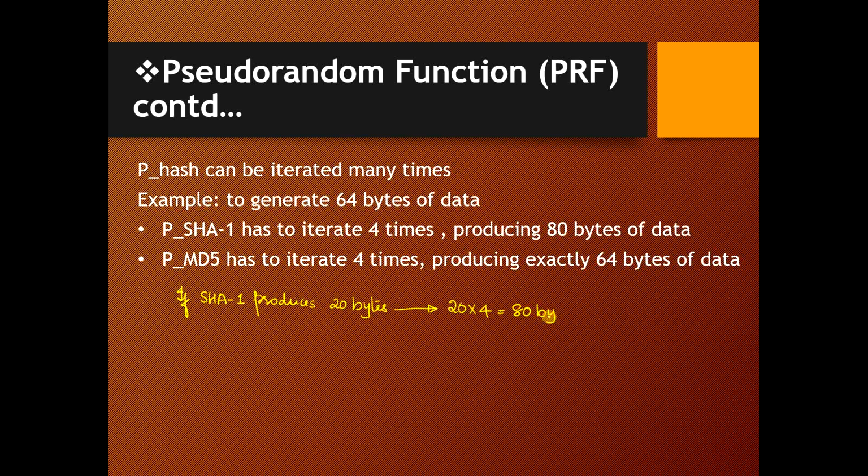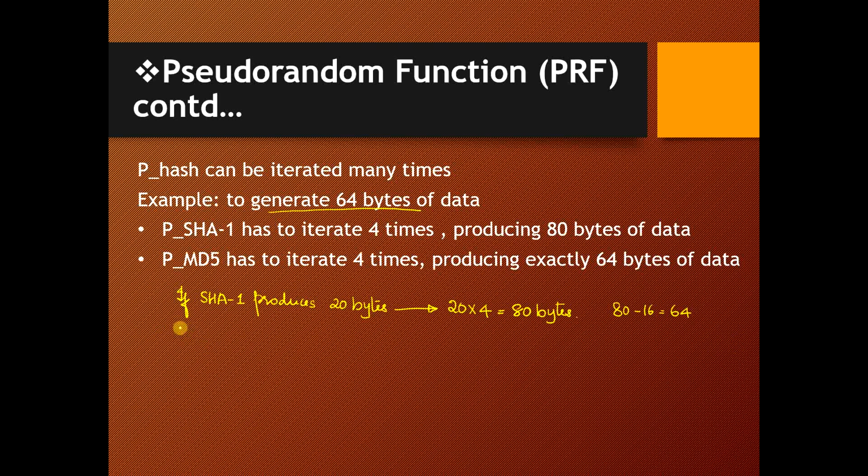80 bytes. Now what is asked of us is that we need to generate only 64 bytes of data. So if 20 into 4 is 80 bytes, the remaining 16 bytes, because we need to generate only 64, right? So 80 minus 16 will give us 64 bytes. So the remaining 16 bytes will have to be discarded.